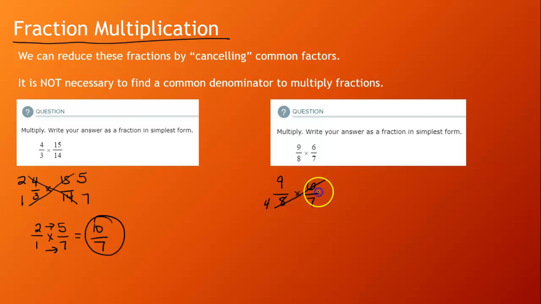8 divided by 2 is 4. 6 divided by 2 is 3. So what I'm left with now is 9 over 4 times 3 over 7, and I'm ready to multiply straight across. 9 times 3 is 27. 4 times 7 is 28, so we have 27 over 28.